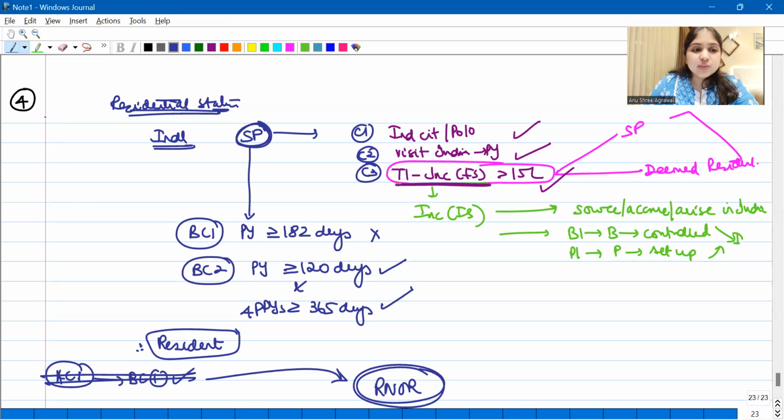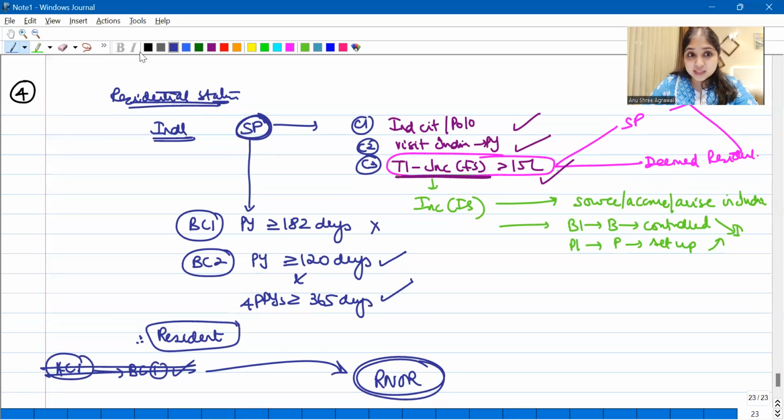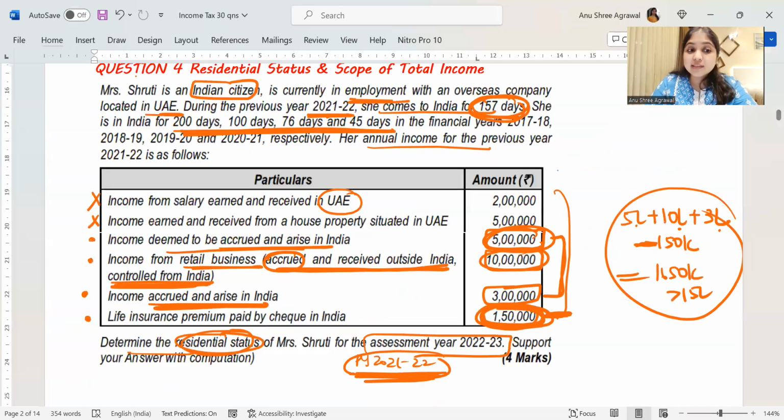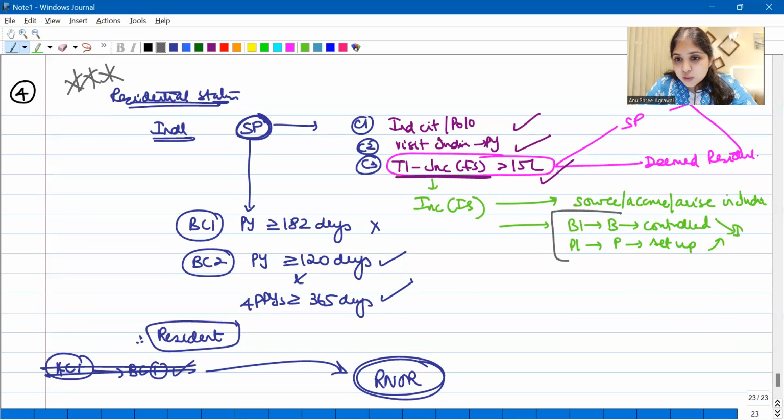All right, so this was our entire discussion relating to the residential status of this assessee. A very, very important question from residential status. Nowadays, they are slowly shifting their focus on this point. If you see last few examinations, last few RTP, MTP and all, they have been shifting their focus towards this. Mufid, answer is no. No. Are you understanding, everybody, this particular point you understood?